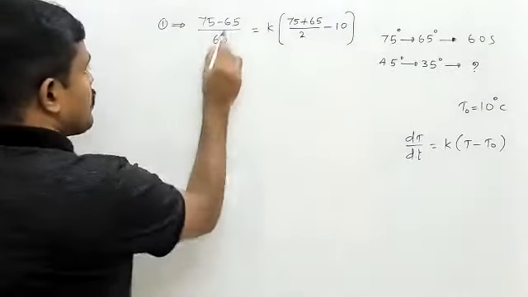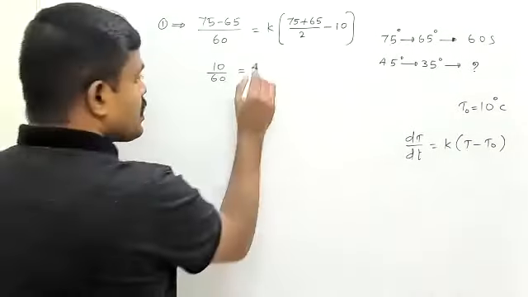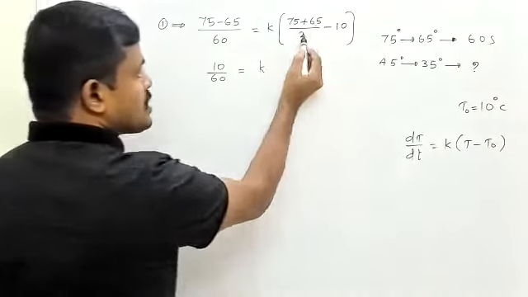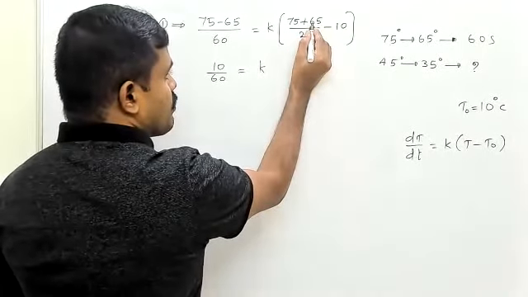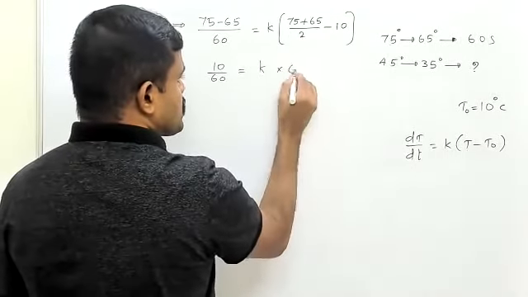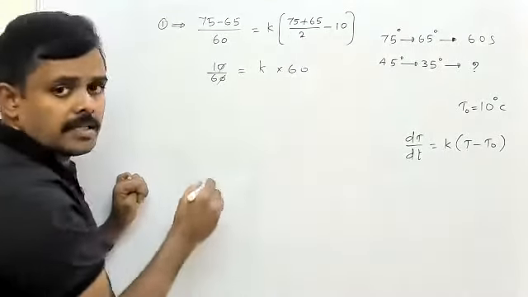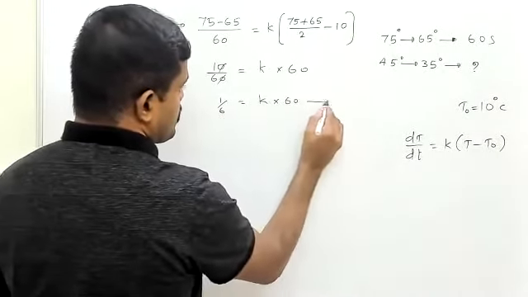So let us solve this. 75 minus 65, that is 10, by 60 is equal to k into (75 plus 65) by 2. 75 plus 65 is 140. 140 by 2, 70. 70 minus 10, that is 60. So 10 by 60, that is 1 by 6, is equal to k into 60. That is equation number 1.